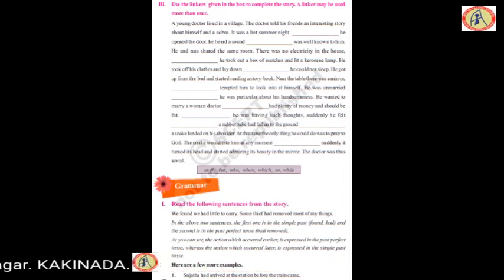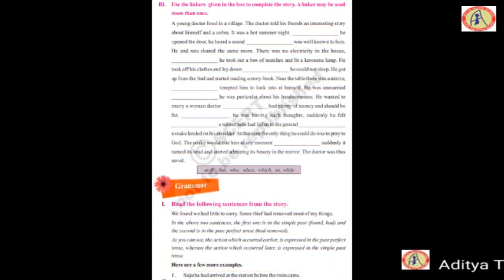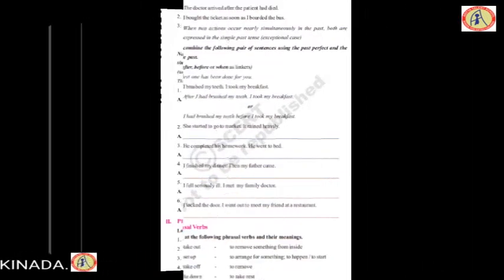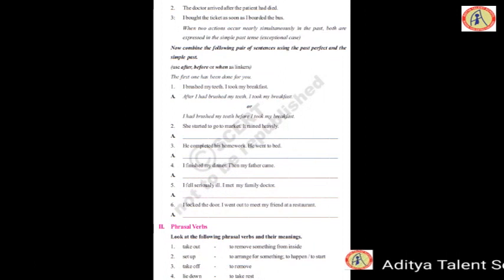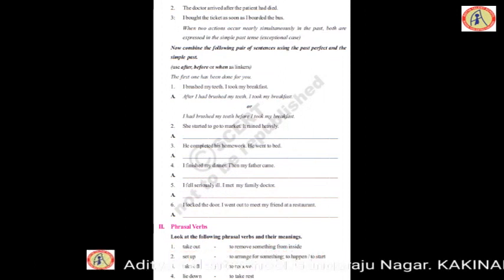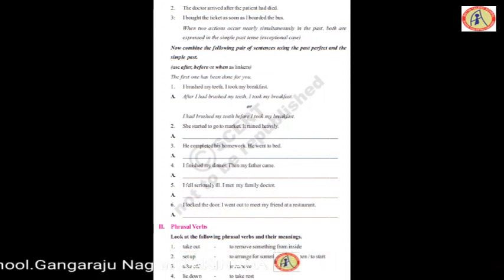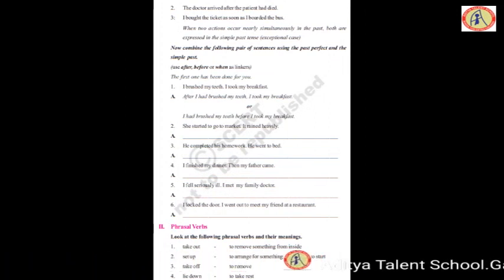The train came. It is joined with a linker before. Now the exercise for you. I brushed my teeth. I took my breakfast. You can write with after or else before. See, when the sentence begins with after, you make the earlier action first. After I had brushed my teeth, I took my breakfast.